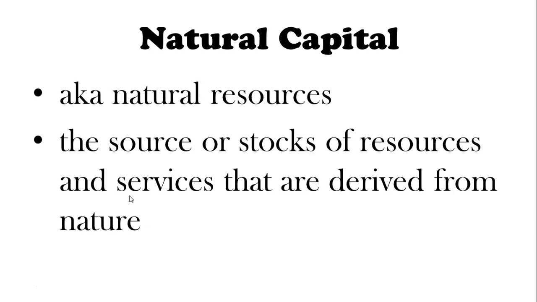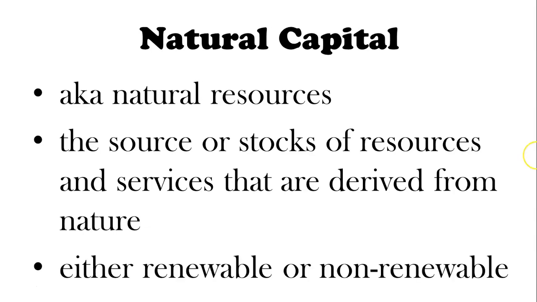You want to build a house, you're going to need some wood. The wood comes from trees, which come from a forest. The forest would be your natural capital. The wood would be what we call natural income. Natural capital and natural resources can be divided into either renewable or non-renewable categories.